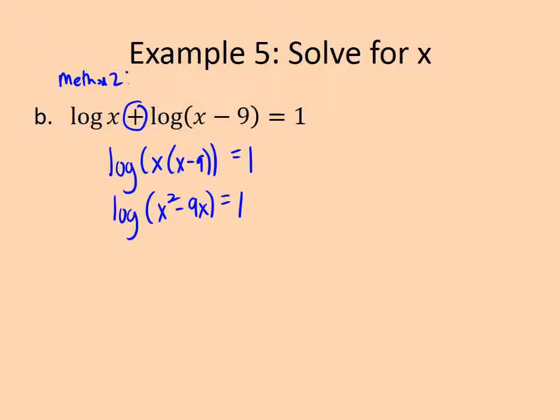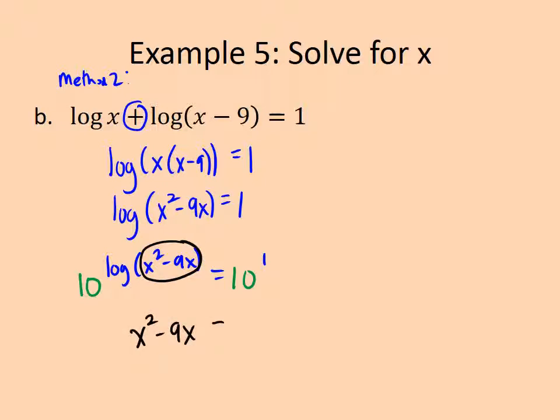Using method 2, we exponentiate both sides using the base that is the log. So in this case, since there is no base written, we know it's log base 10. So we'll say 10 to the log of x squared minus 9x equals 10 to the first power. Now, using the inverse property, the 10 and the log undo each other, and we're just left with what's inside the log. So we're left with x squared minus 9x equaling 10 to the first power, which is just 10.